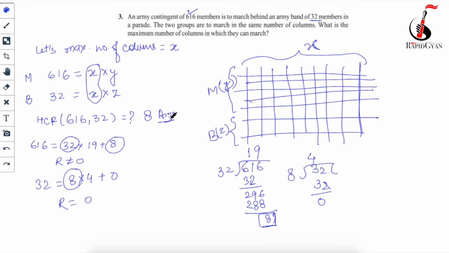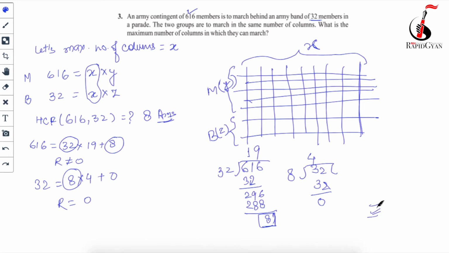So in the exam you can write it. The question is asking what is the maximum number of columns in which they can march. So we can say that the maximum number of columns in which they can march is 8. Okay, so let's move to your next question.